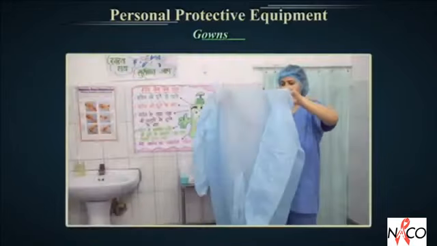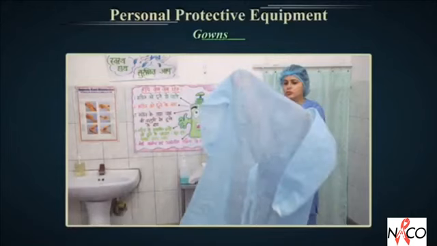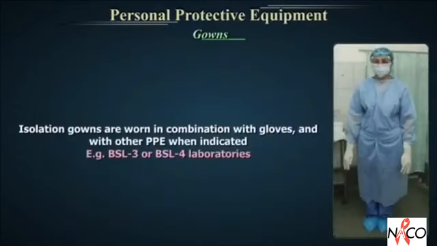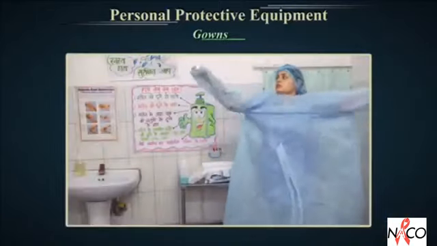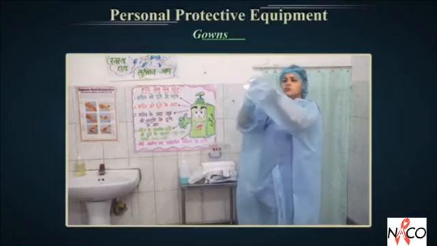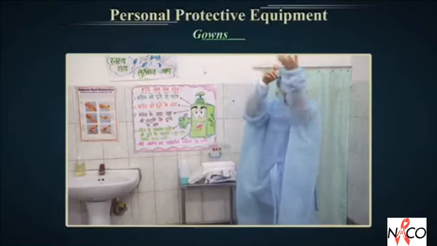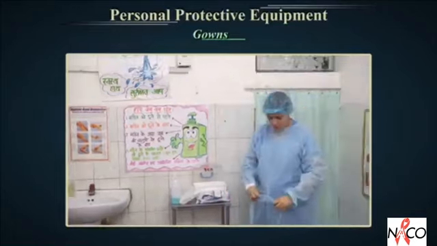When applying standard precautions, an isolation gown is worn when contact with blood or body fluids is anticipated. Isolation gowns are worn in combination with gloves and with other PPE when indicated, for example, BSL-3 or BSL-4 laboratories. Fully cover arms and body front from neck to the mid-thigh or below while wearing gown.